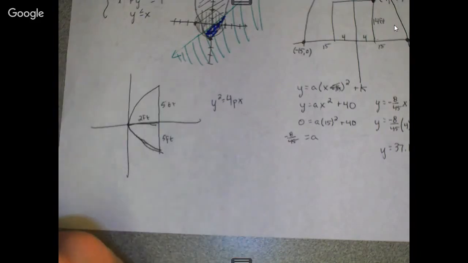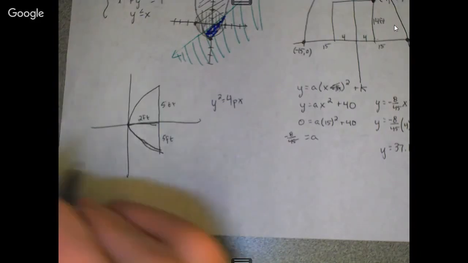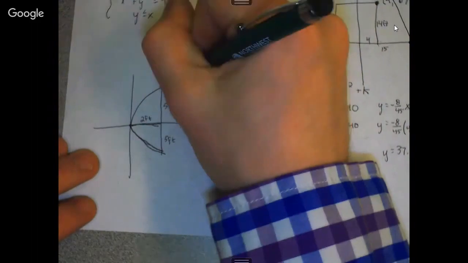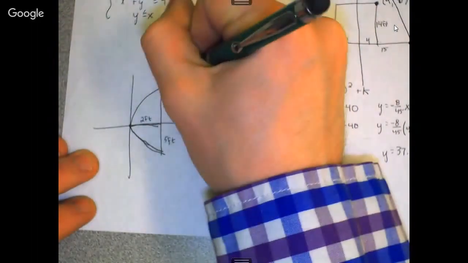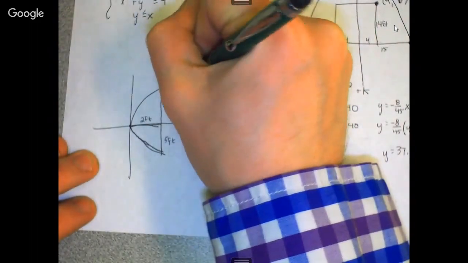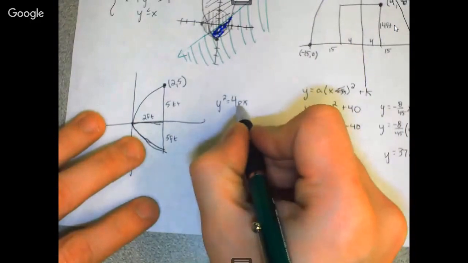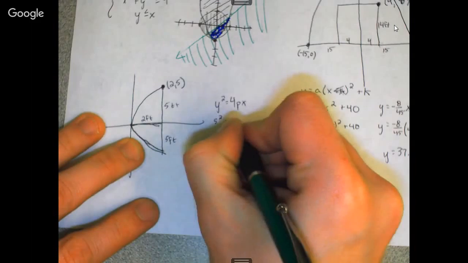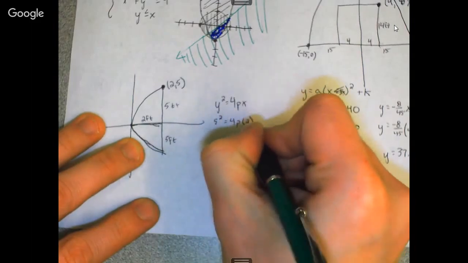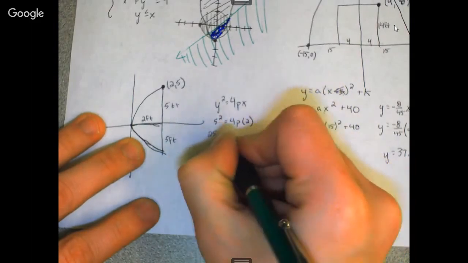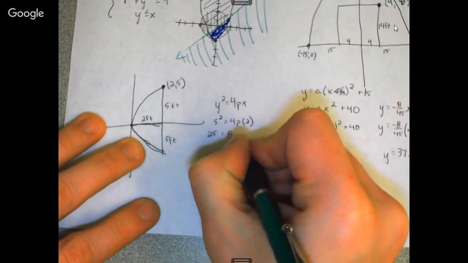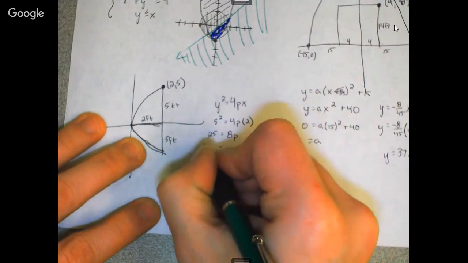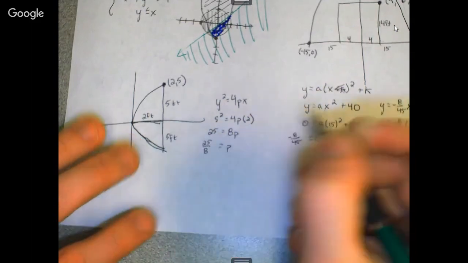I also need to find where the receiver is going. I know that this point right here is 2, 5. So that's how I'm going to find my p-value. So I'm going to plug in 5 squared equals 4p times 2. So it's 25 equals 8p. So p is 25 over 8.